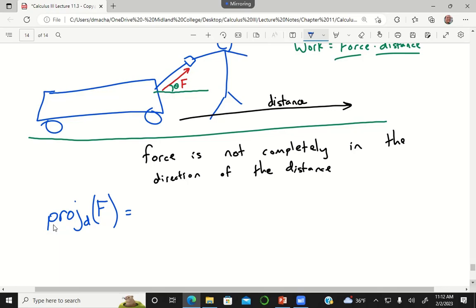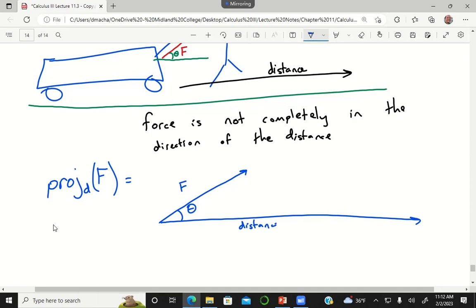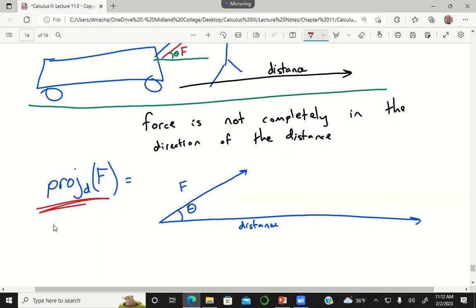Without using the projection formula, let's just think about what the projection would mean here. Remember, this is my force vector, and it makes a 45-degree angle with my distance vector. This projection is going to be a vector that looks like this, right? It's just the component of the force that's in the same direction as the distance. And so that was what we're asking for.